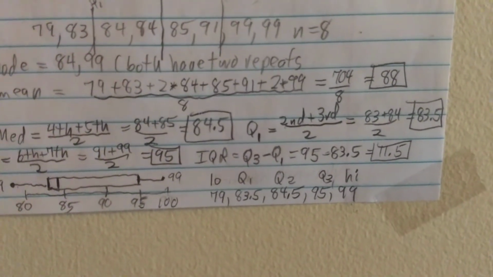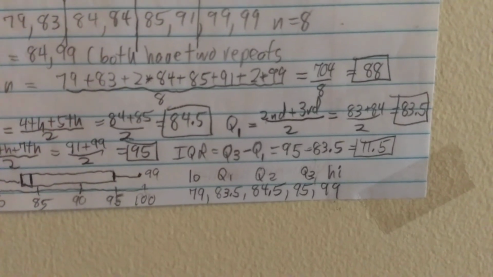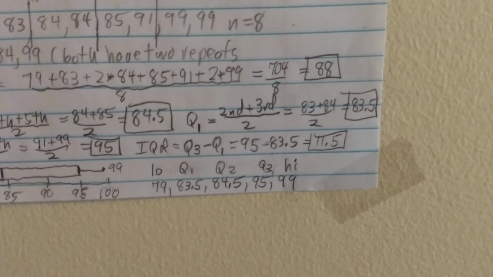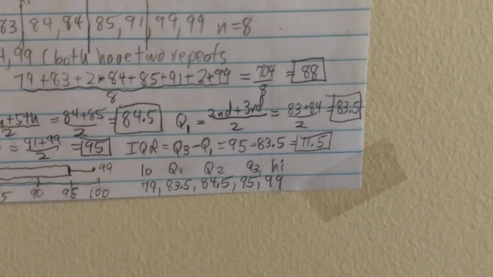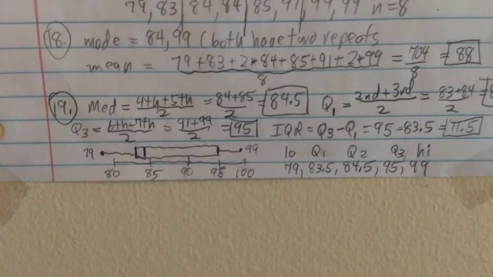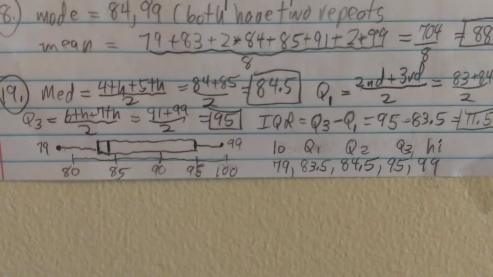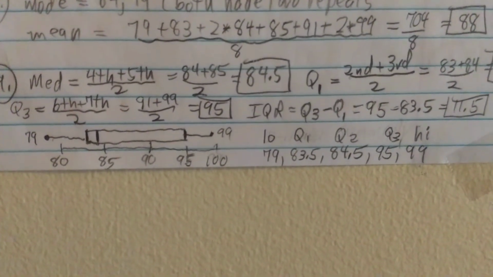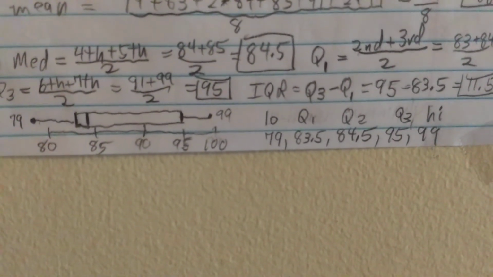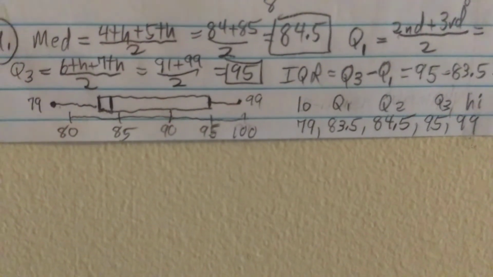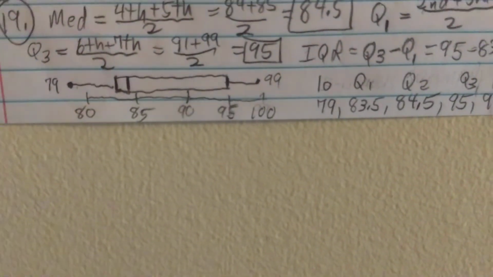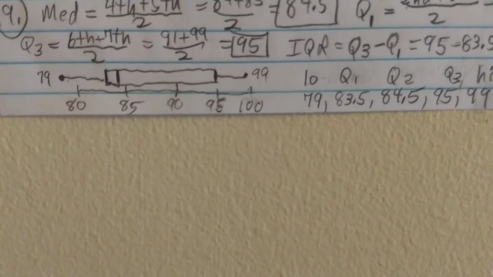Now the 5-number summary here is the lowest 79, the Q1 83.5, the Q2 median 84.5, the Q3 75th percentile 95, and the highest number 99. And that's the 5-number summary which we make the box plot for over here. So we see 79 is the low, the left part of the box is 83.5, and the median is right near the left, Q1, Q2 is 84.5, so 83.5 and 84.5 are real close. And then Q3 is the end of the box at 95, and then the high goes out to 99.